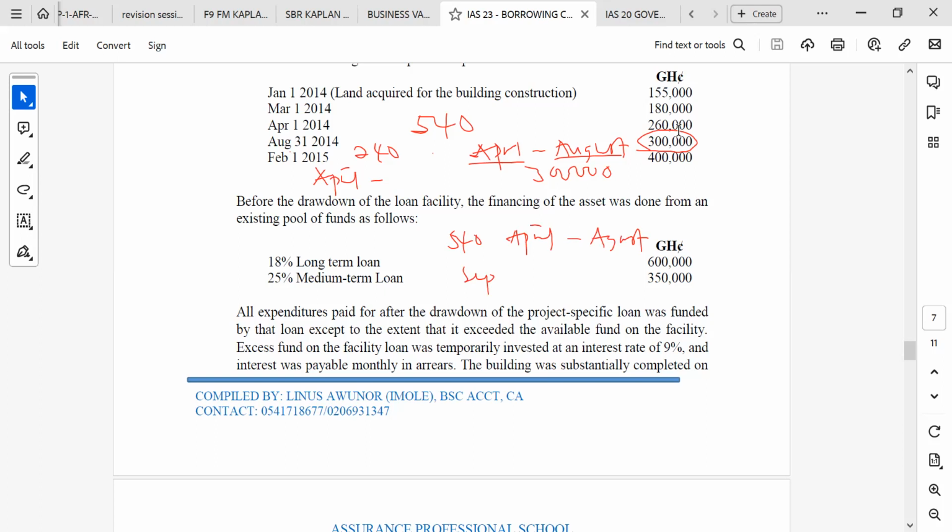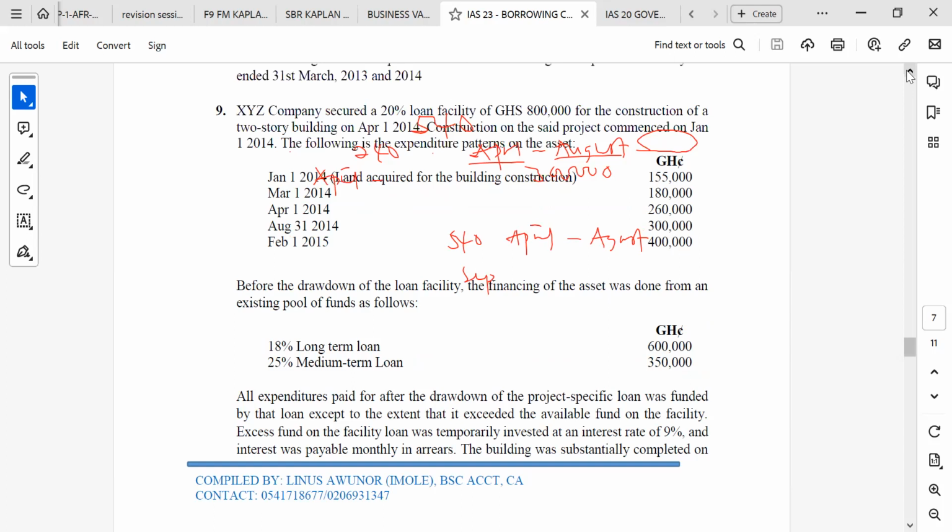I'm lost. I don't know where you are getting the 540 from. Oh, the loan that we have taken is 800,000. The specific loan that we have taken is 800,000 here, which was taken on 1st April 2014.